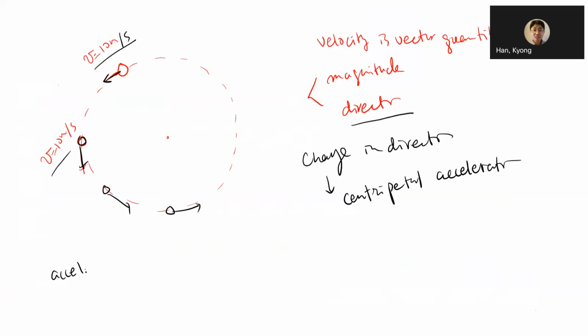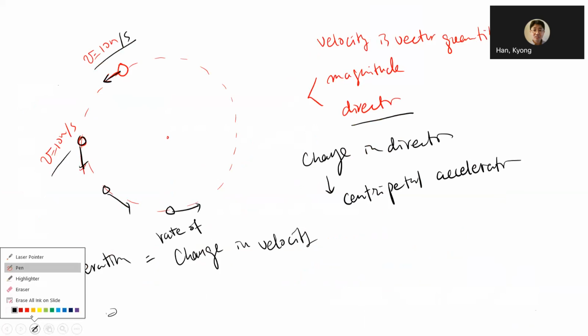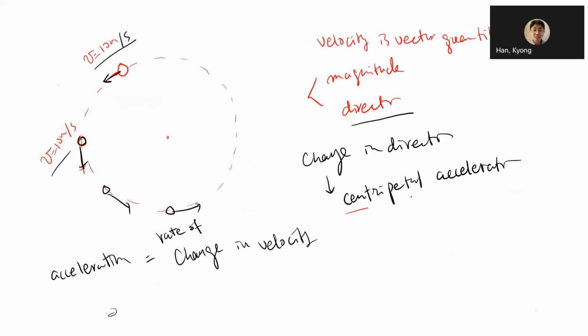Let me remind you that acceleration is the rate of change in velocity. Usually, if we think of the straight line case, we only think about the magnitude changing, how fast the magnitude changes. But in this case, centripetal acceleration is special. It is only a change in direction, not magnitude. Only the direction contributes to this.